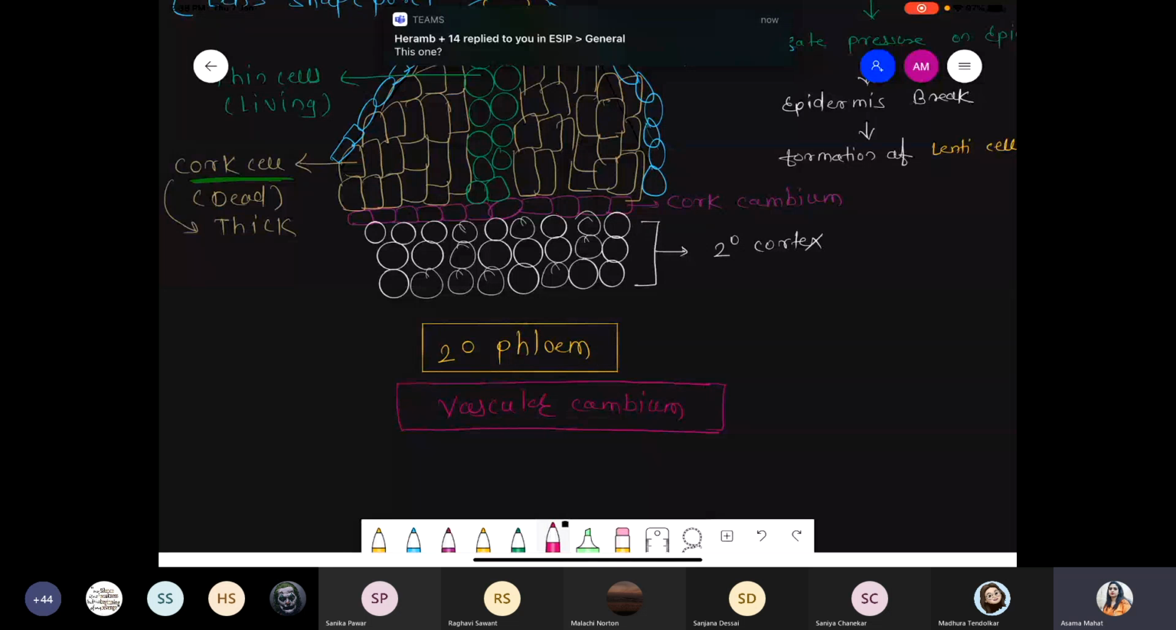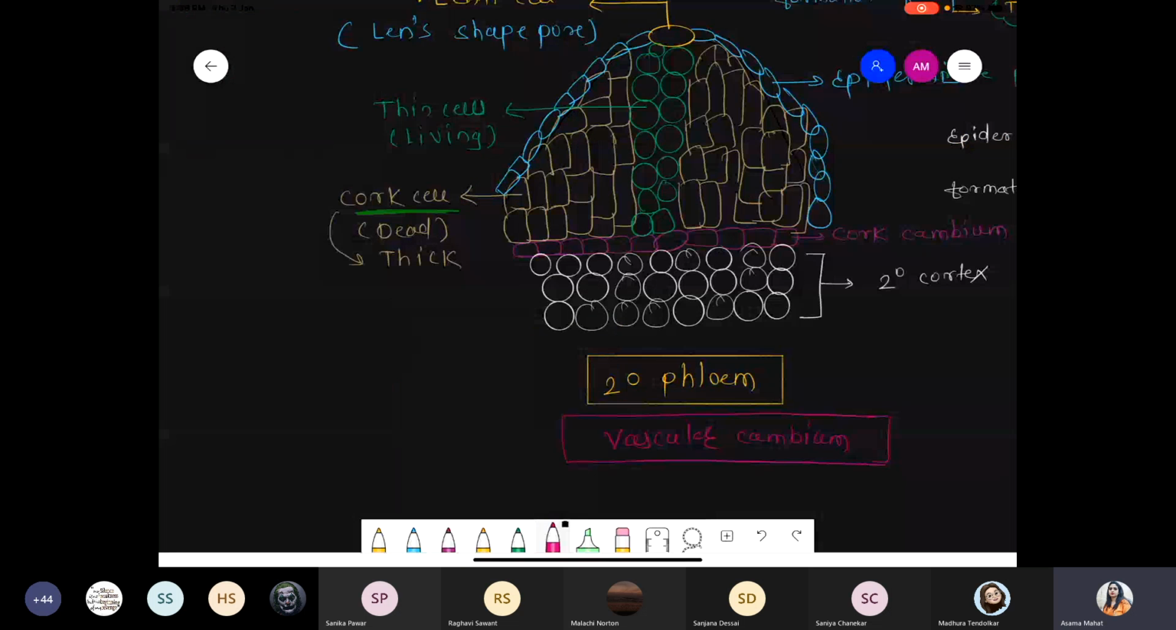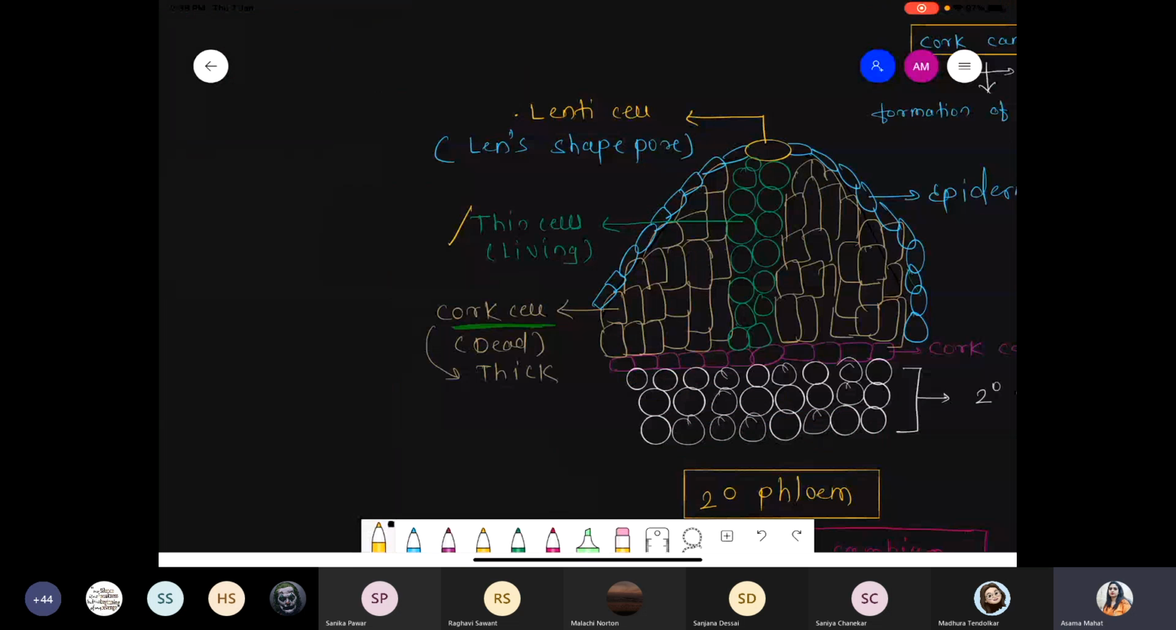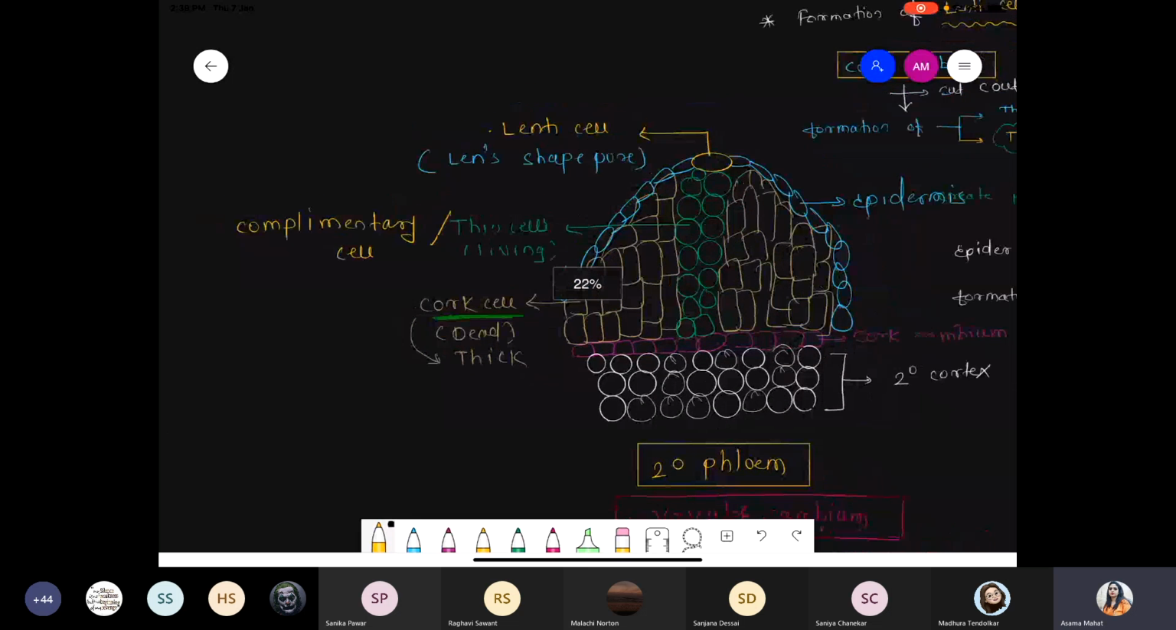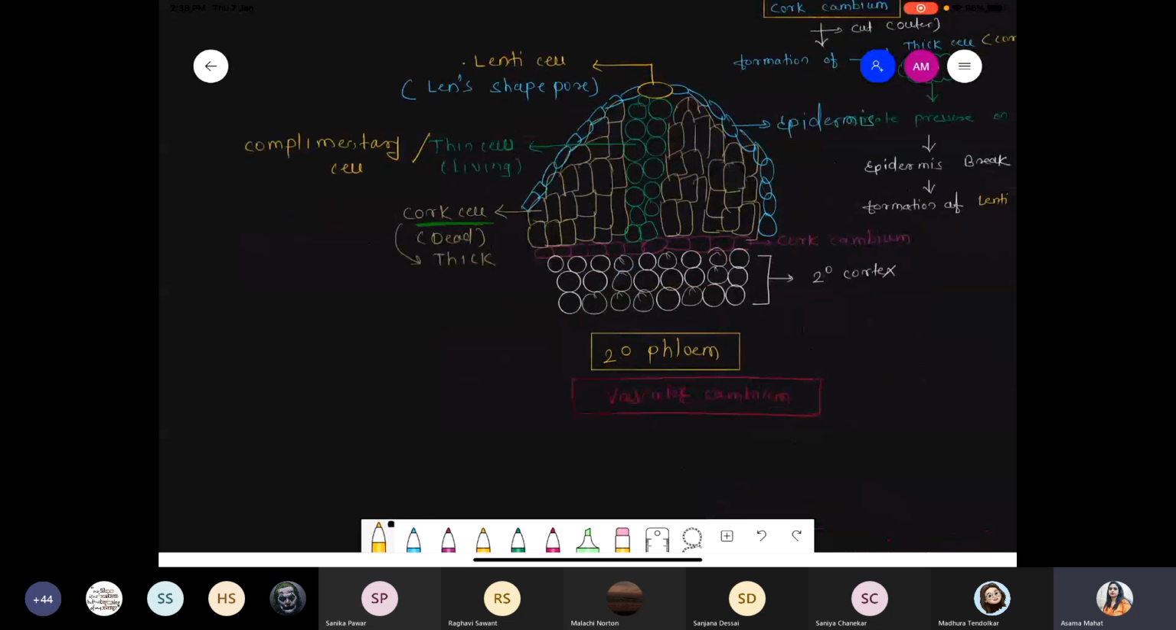Ha, Heram, true. Same diagram. Okay. So ये जो complementary cells हैं ना, those complementary cells are nothing but also called thin cells. Okay. If you want, you can write down this point. Thin cells, which are living, are also called complementary cells. Because now what happened? The number of those complementary cells, thin cells, living cells, are continuously adding, and due to that condition, they exert pressure on the epidermis. The epidermis will break, forming the lens-shaped pore, which is called the lenticel.